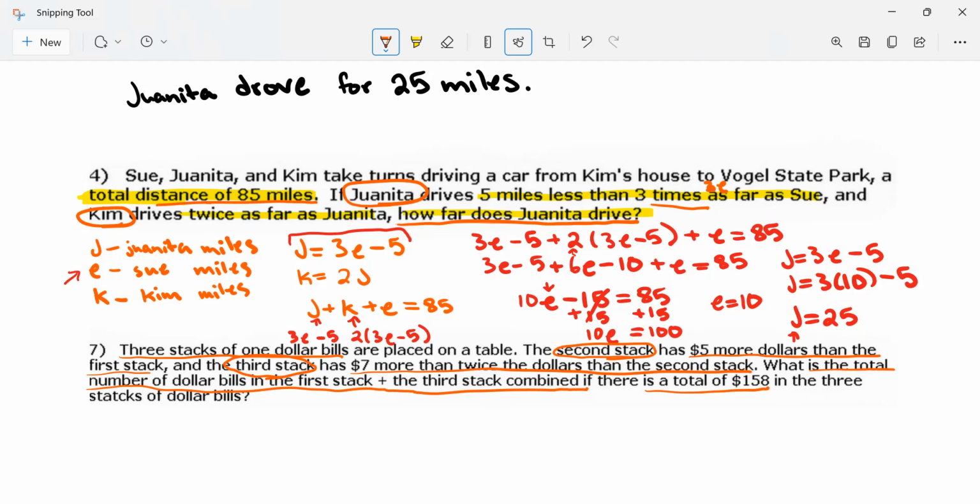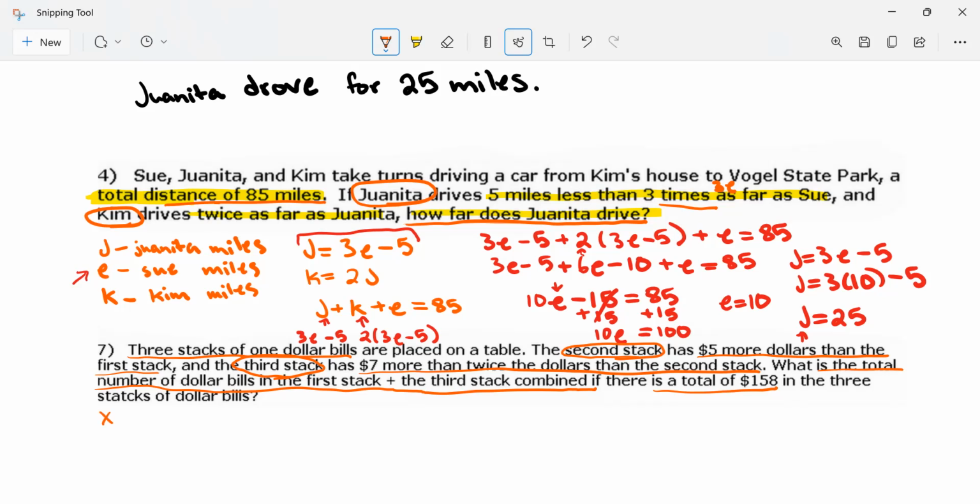Okay, so that was a lot of information. First, we have to define our variables. We know that there are 3 stacks, so we're going to have 3 variables because they did not tell us what is in any of the stacks. So we'll have x for the first stack, y for the second stack, and z for the third stack.